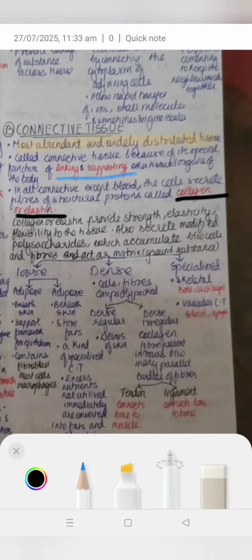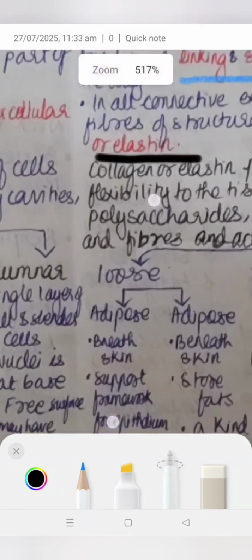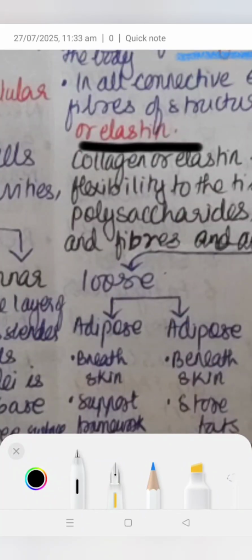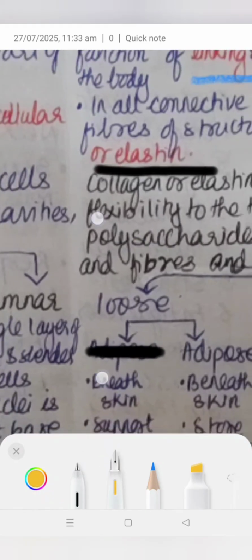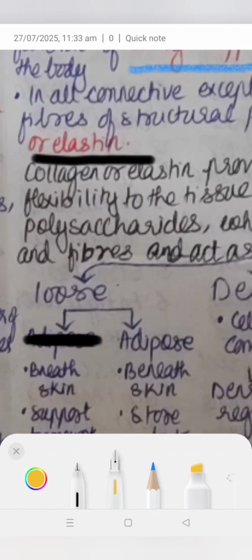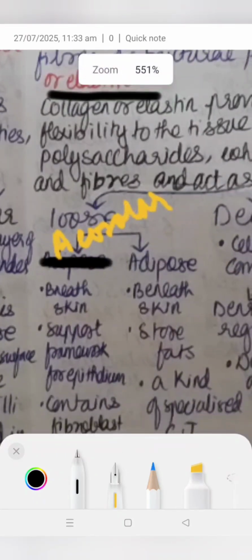The loose connective tissue, which is located beneath the skin. And one thing to note in my notes: here adipose tissue is written and it is wrong. What should be written here is areolar tissue. So just understand that it is areolar tissue. The areolar tissue is located beneath the skin and acts as a support framework for epithelium. It contains fibroblasts, mast cells and macrophages. So areolar tissue is for what? It is beneath the skin, a support framework, and contains fibroblasts, mast cells and macrophages.